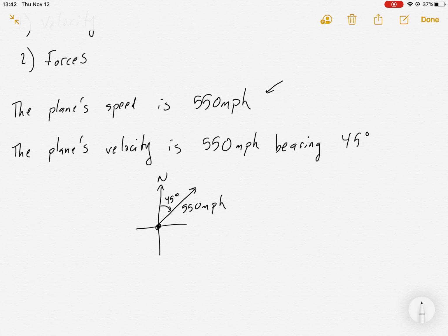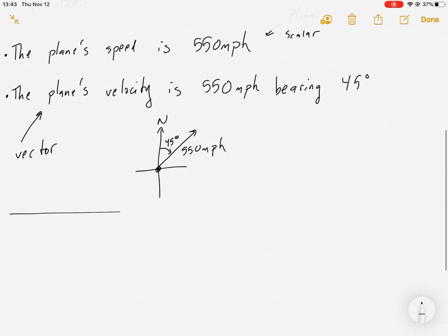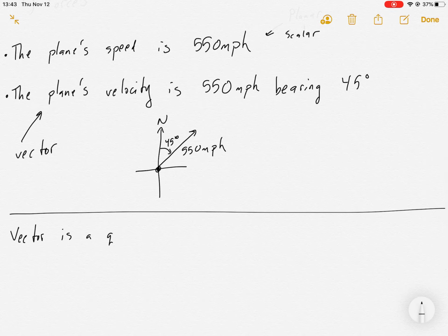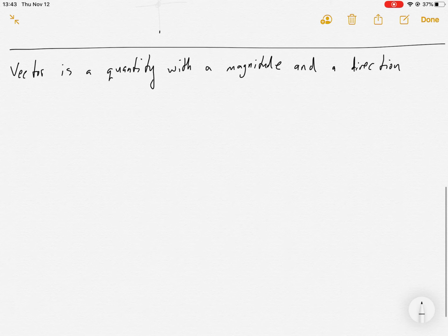So the first one is what's called a scalar sometimes. That's the first example. The second example, this is what we would call a vector. So really a vector is a quantity with a magnitude and a direction. So not just a number, but it also has a direction. All right, so let's remove the context now, and let's just talk a little bit about what a vector might look like.